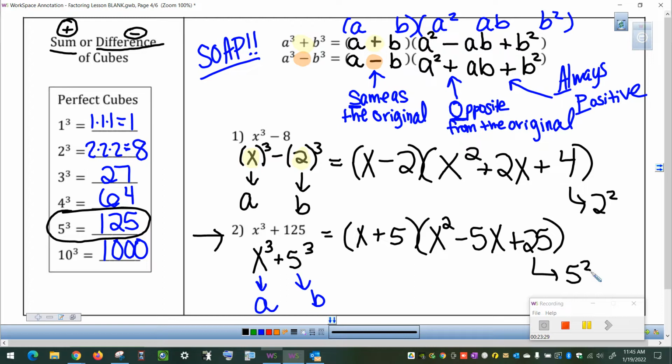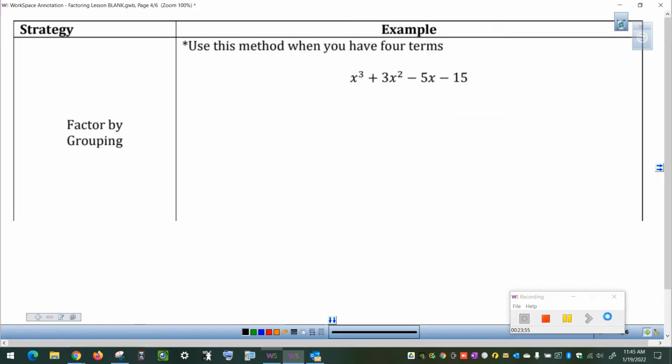All right, awesome. That's the end of page 9. Let's go ahead and turn our packet over to page 10. We are just going to finish up today with 2 final strategies for factoring, and these are going to apply to some new and different kind of situations that we have not seen yet.